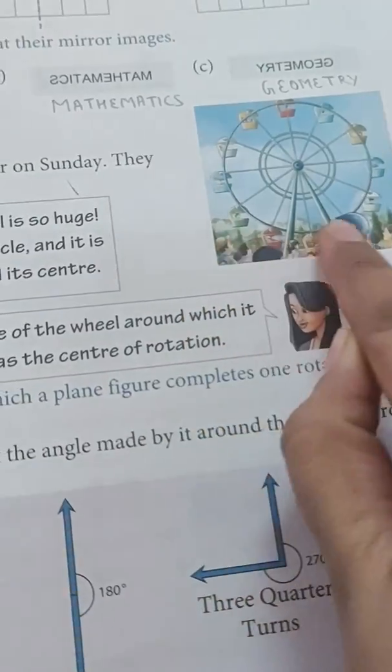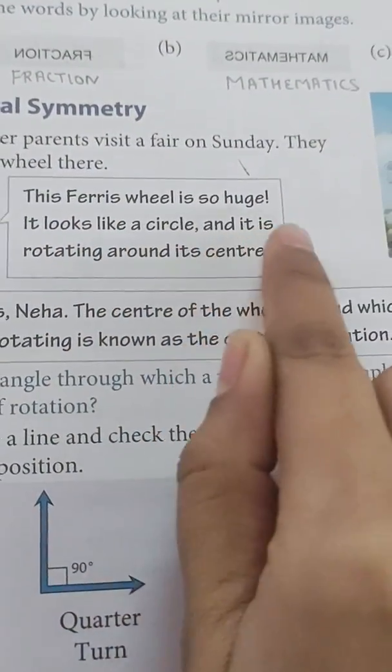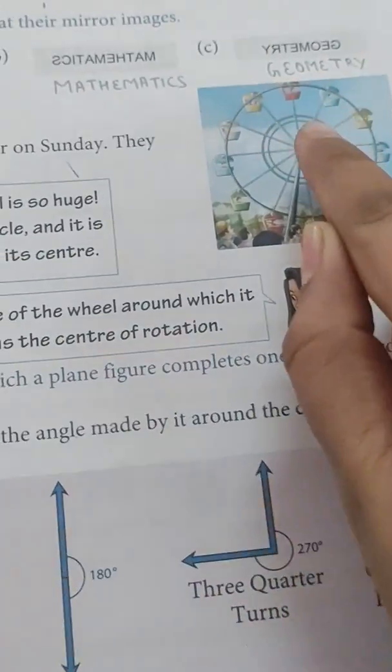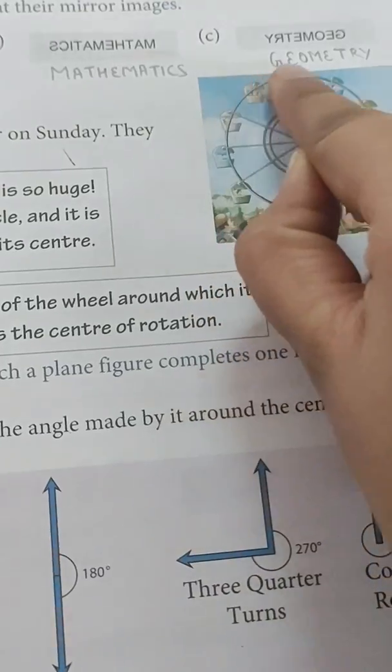Neha and her parents visit a fair on Sunday. Okay, this is a fair going on. This Ferris wheel is so huge it looks like a circle and it is rotating around its center. So it is rotating from here. As you can see here, this Ferris wheel is rotating like this.